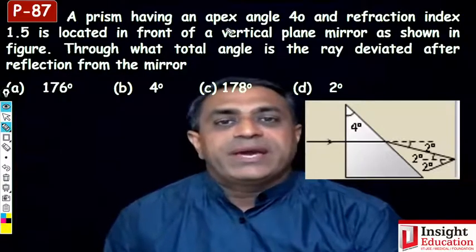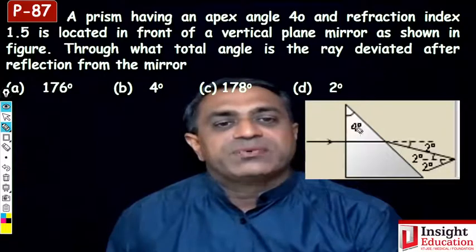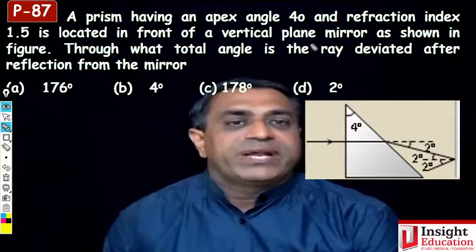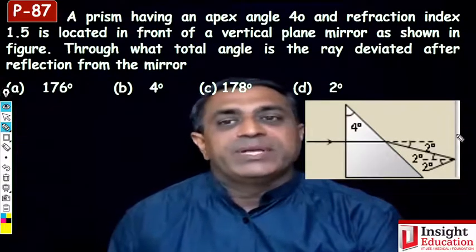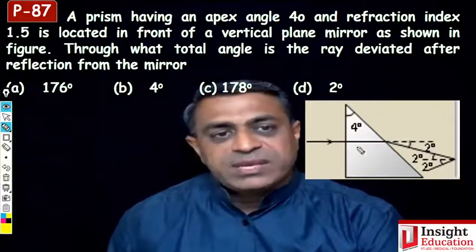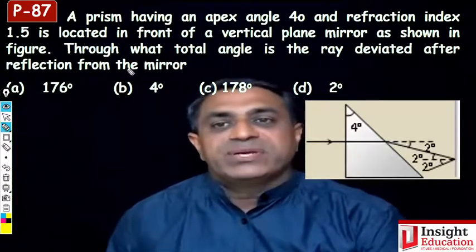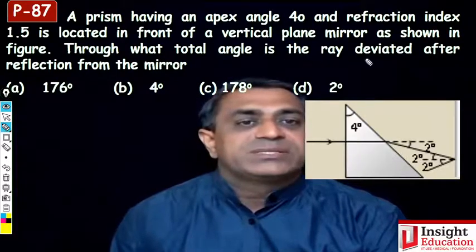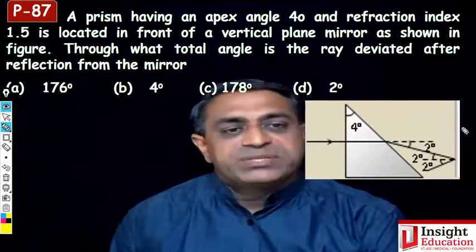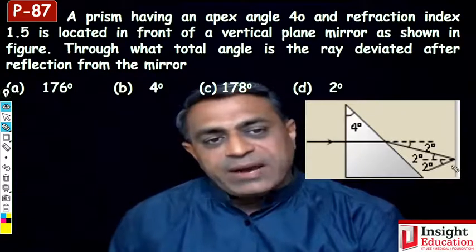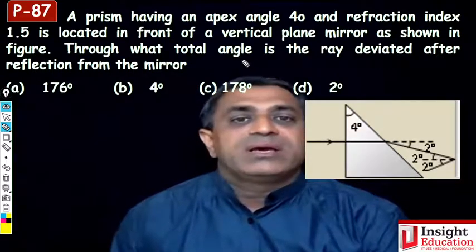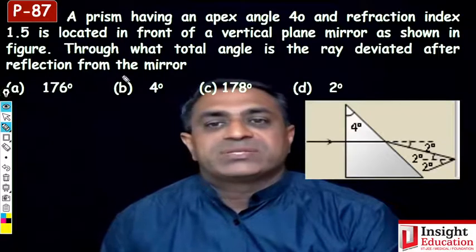A prism having an apex angle of 4 degrees, so angle of prism 4 degrees, and refractive index 1.5 is located in front of a vertical plane mirror, as shown in the figure. A ray is incident perpendicular to the first face. Through what total angle is the ray deviated after reflection from the mirror? So first the angle of deviation is 2 degrees. So it is incident on the mirror at an angle of 2 degrees, and after reflection the angle of incidence should be equal to the angle of reflection, so that is 2.